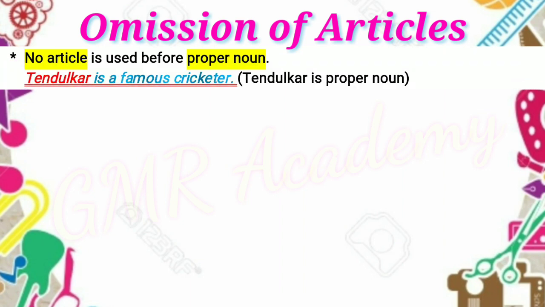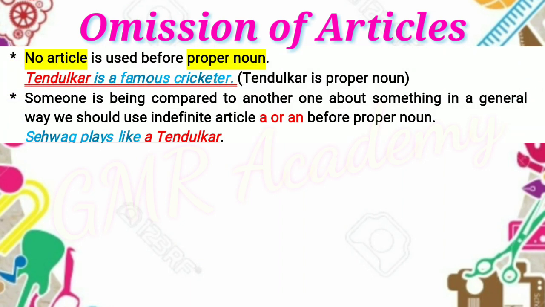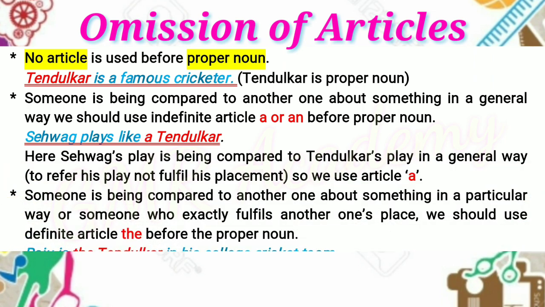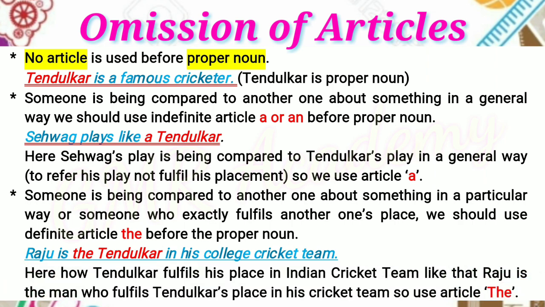No article is used before a proper noun. Example: Tendulkar is a famous cricketer. Here Tendulkar is a proper noun, so no article is used. Next point: when someone is being compared to another one about something in a general way, we should use the indefinite article a or an before the proper noun. Example: Sehwag plays like a Tendulkar. Here Sehwag's play is being compared to Tendulkar's play in a general way, not to fulfill his place. So we use the article a.